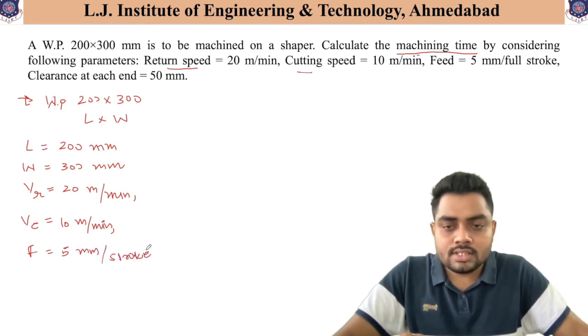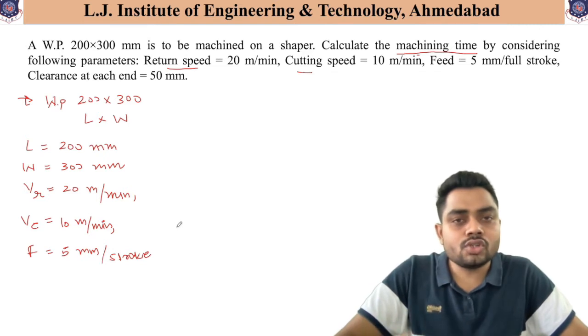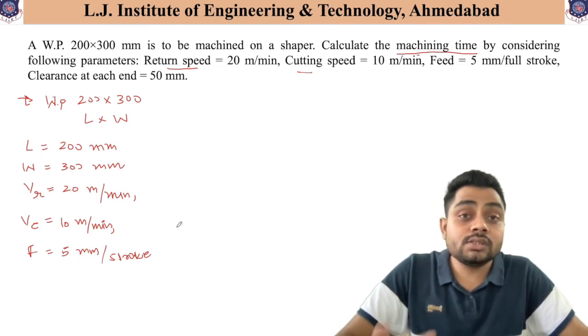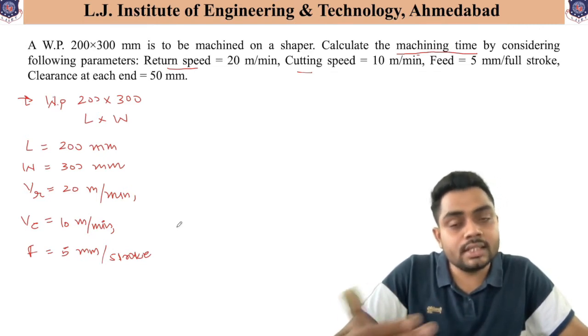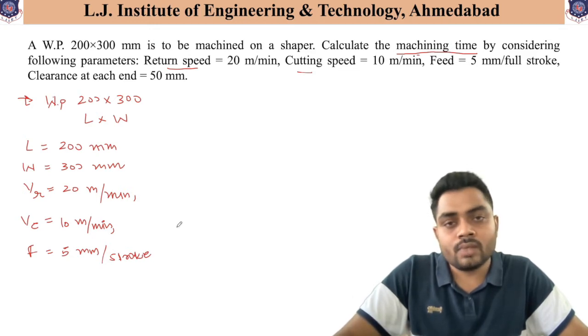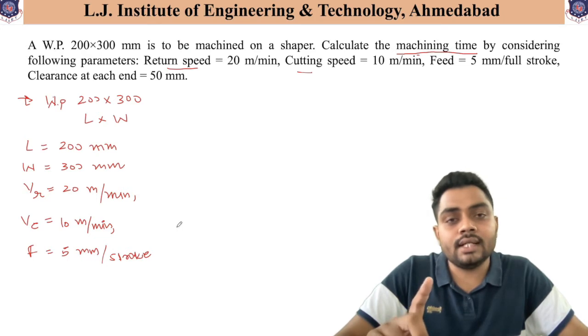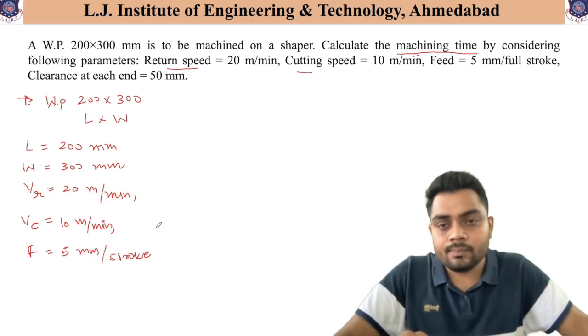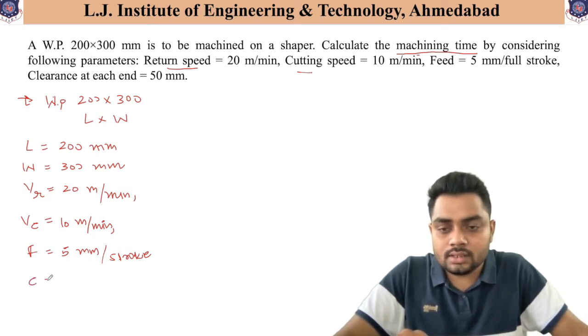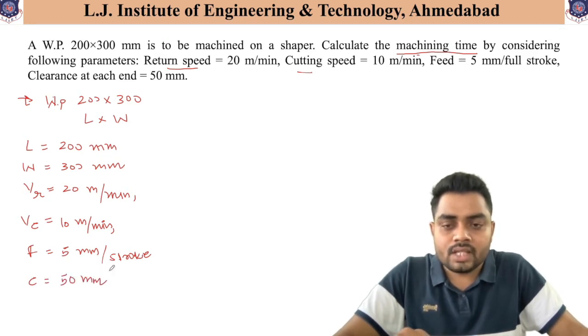So what does this full stroke indicate? This full stroke is nothing but the double stroke. That means the summation of the cutting stroke plus return stroke. Because only after completion of the cutting and return stroke does one entire full stroke get completed. And the clearance given over here is 50 mm.